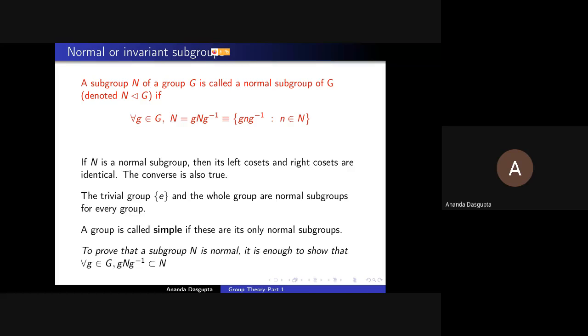And one important point, which I will not prove, but which again is very easy for you to prove, is that if you want to prove that a subgroup is normal, you don't really have to show that gNg inverse is equal to N. It's enough to show that for all g, gNg inverse is a subset of N. That is, every element of the form g n g inverse is in capital N. If you prove that, then you can easily show that the subgroup is normal. That is, the inclusion also works the other way around. It's actually very easy to show, so I will not give you the proof of this.